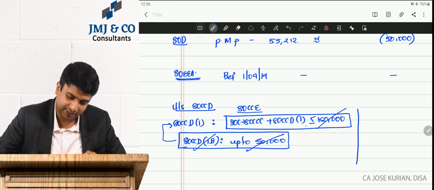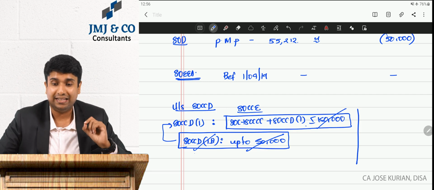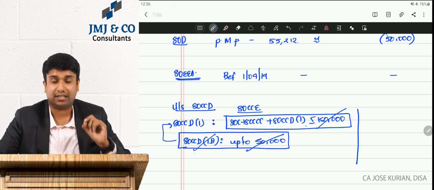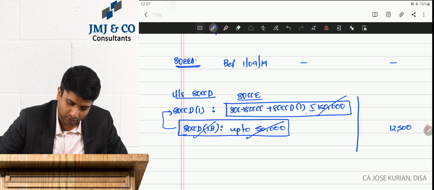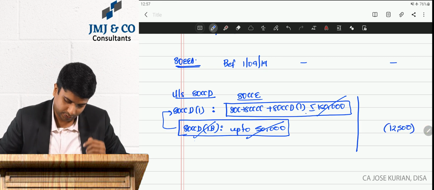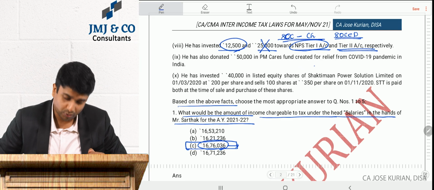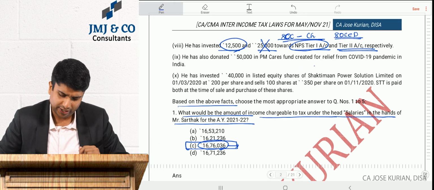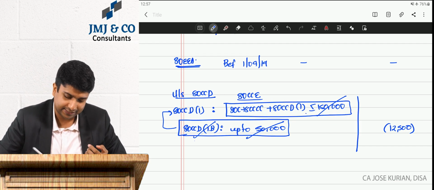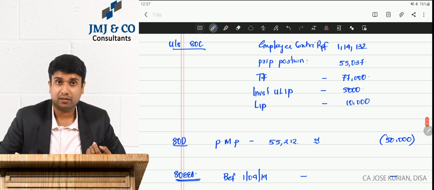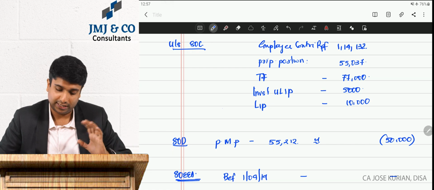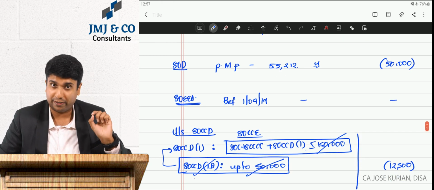So here I'm claiming this 12,500 as a deduction under 80CCD subsection 1B. So it is not subjected to any overall ceiling limits. So that 12,500 I can claim. Hope you got my point. Why I'm straight away claiming from 80CCD(1B) is because I have already some 80C deductions, so there is an overall ceiling limit as well. That's why I'm claiming it under 80CCD(1B) first.